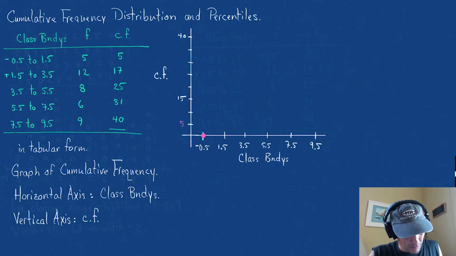So here's what I'm going to do. From 1.5, I'm just going to go up with a little vertical line. And then from 5, I'm going to go over. I'm going to put a dot there. Now we need to pause here. That first dot, our second dot actually, is called an ordered pair.